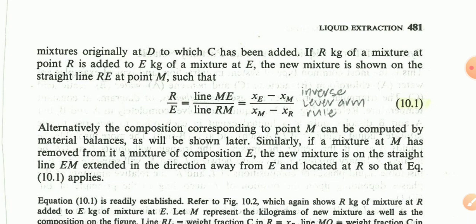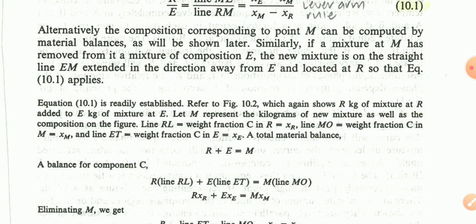Alternatively, the composition corresponding to the point M can be computed by material balance, as will be shown later. Similarly, if a mixture at M has been removed from a mixture of composition E, the new mixture is on the straight line EM.